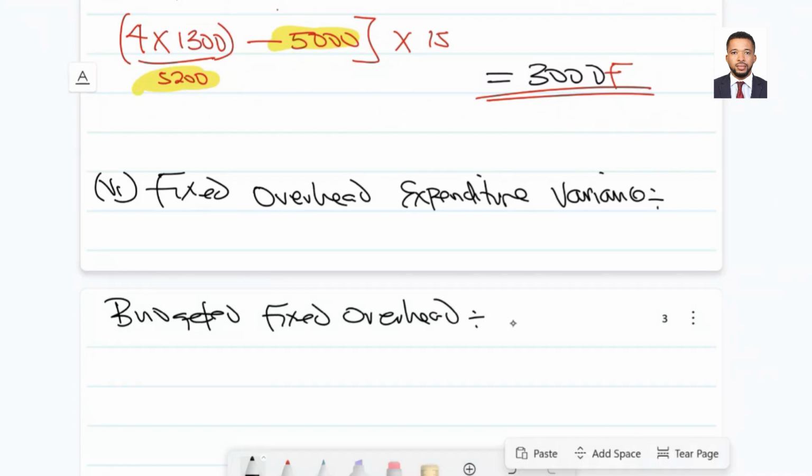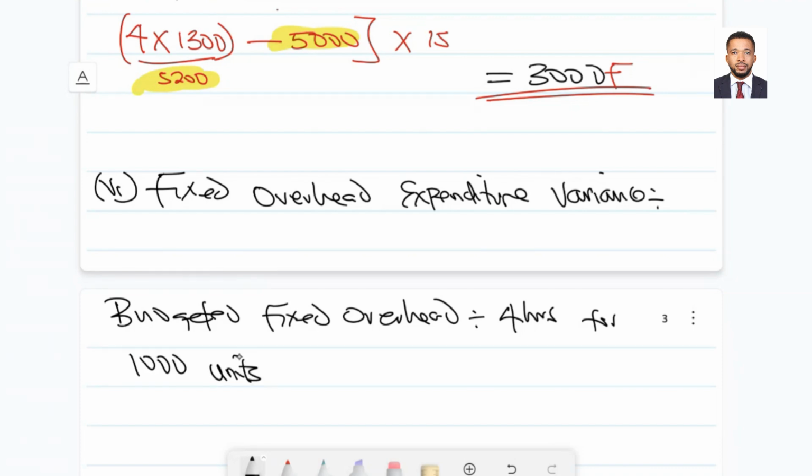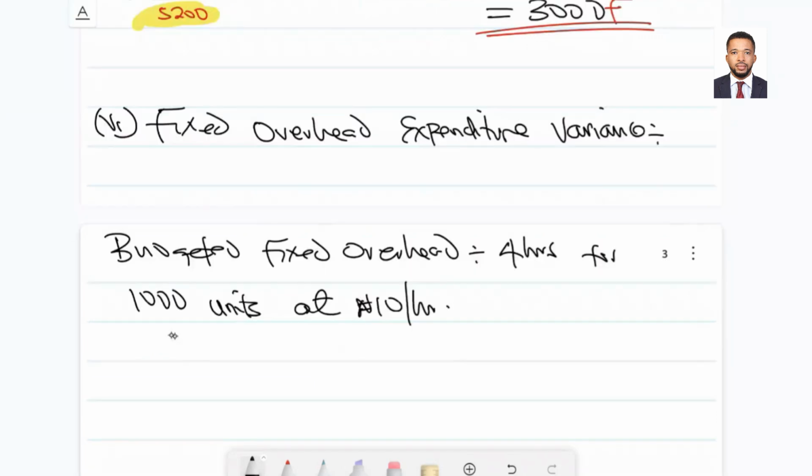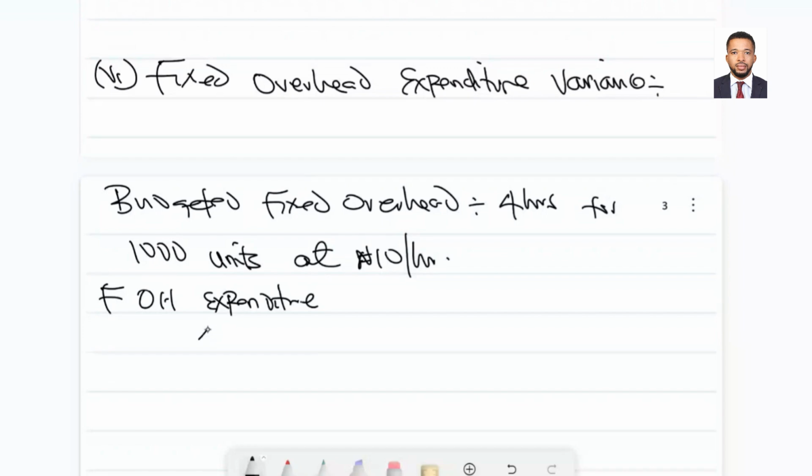How much? That's actual. The hours. How many hours do we budget? 4 hours. 4 hours for how many units? 1,000 units. At what cost? 10 naira per hour. So that means our fixed overhead expenditure, meaning how much we plan to spend, is 4 times 10, times 1,000, minus what?